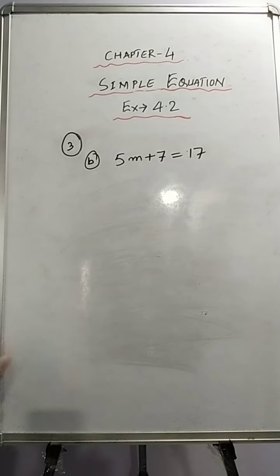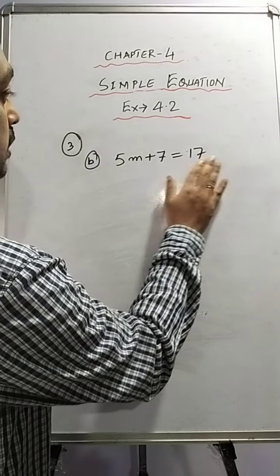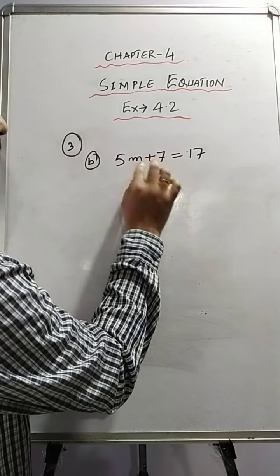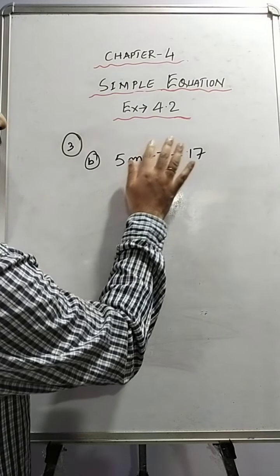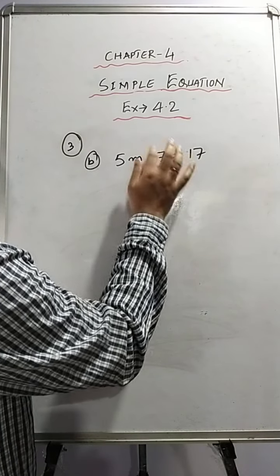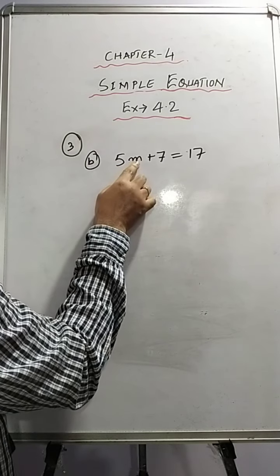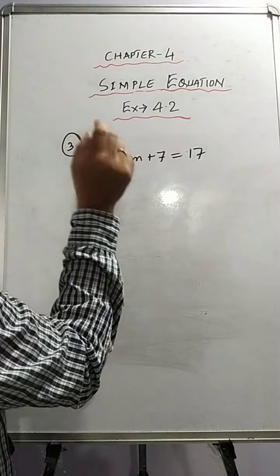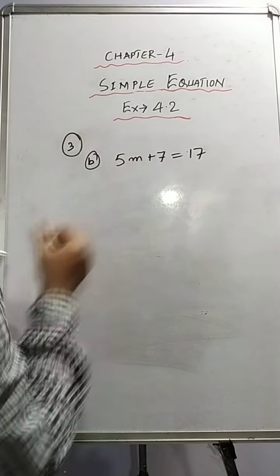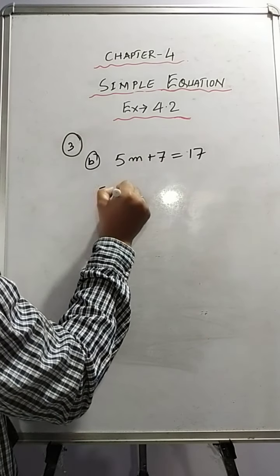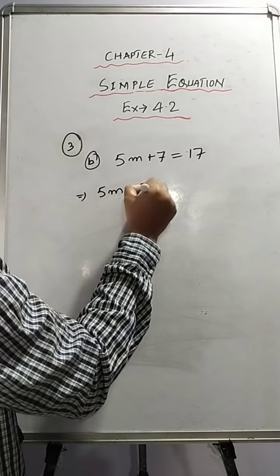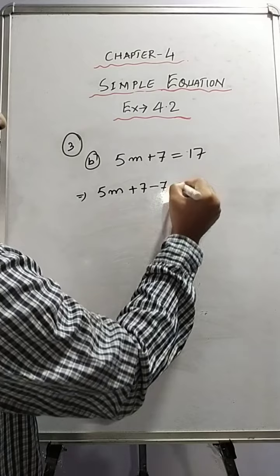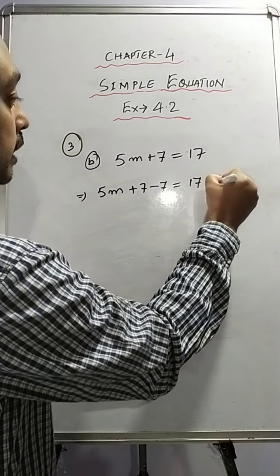Now let's do sum number B. So sum number B, we have 5m plus 7 is equal to 17. Now as I said, the number which carries a minus sign or plus sign, first thing we have to remove is this number. Then we will remove the other, because to get the value of m, we have to remove plus 7 and 5 also. Our first target is to remove this plus 7. So 5m plus 7, what do we have to do to remove this plus 7? We have to subtract 7 from it. And the same thing we will do on the right hand side also.